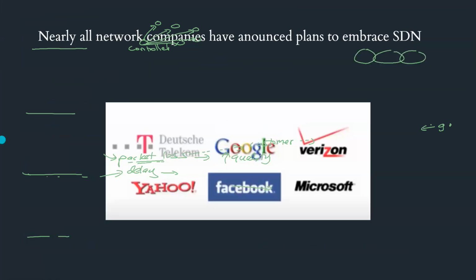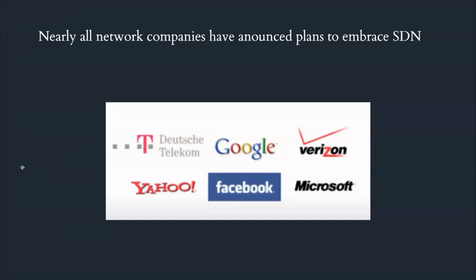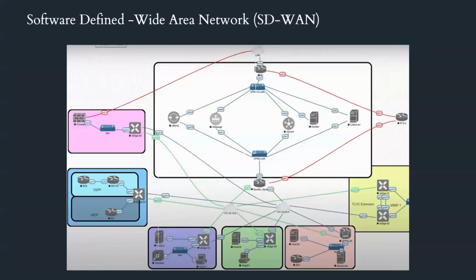So as I said, a lot of companies are currently using the SDN architecture, and they are using their specific SDN networks to control the network components. There are many big companies such as Google, Facebook, Yahoo, Microsoft, Verizon, and Dish Telecom, all of which are using SDN technology. So that is basically regarding SDN technology.